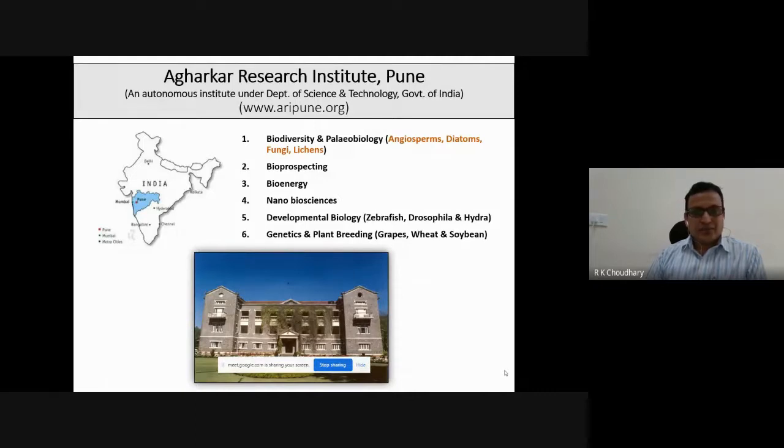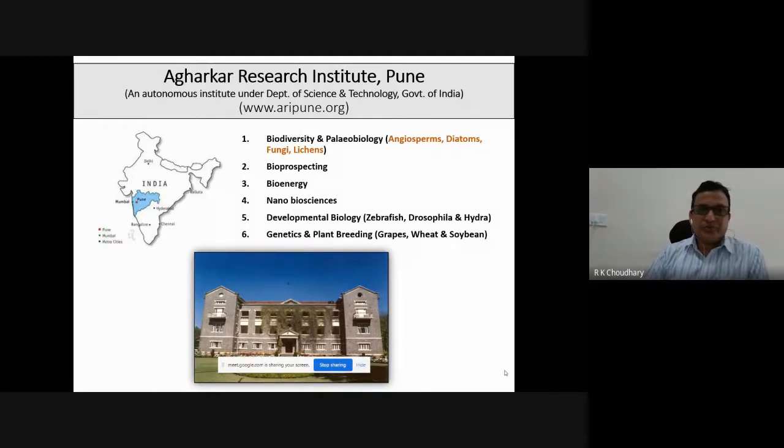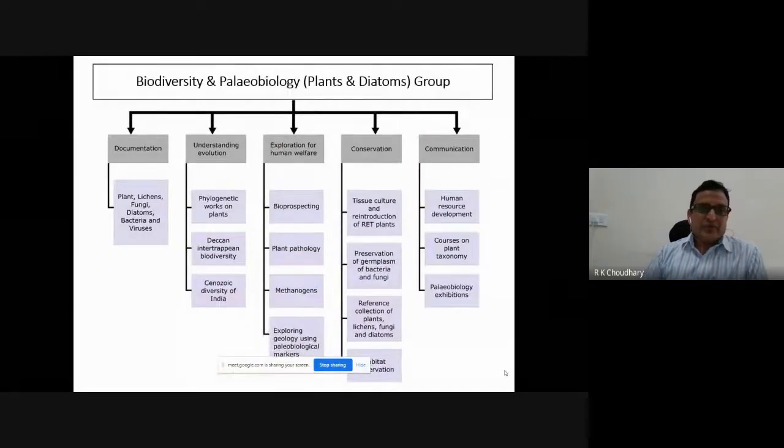Then we have a separate bioprospecting unit. We have a bioenergy group. We have a nanobiosciences group. We have a developmental biology group where they are working on 3 model organisms: zebrafish, Drosophila, and Hydra. And then we have a very big genetics and plant breeding group also, where they are working on grapes, wheat, and soybean. You can go to our website as well, www.aripune.org.